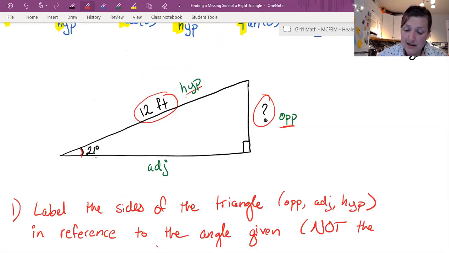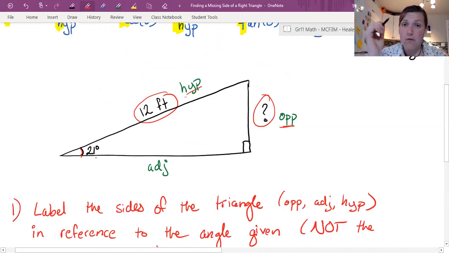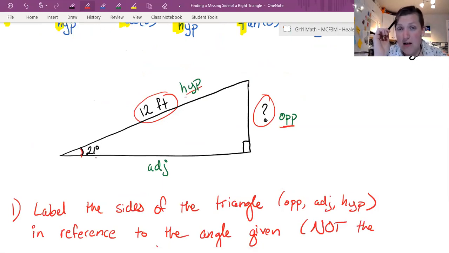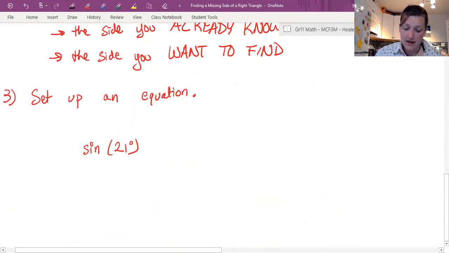What it really means is that for any right triangle where one corner has a 21 degree angle, the side opposite that angle divided by the hypotenuse is going to have a consistent ratio. No matter how big or small that triangle is, because it has that specific angle, those sides are going to be in a specific ratio. So this answer, sine of 21 degrees, we can do on a calculator.